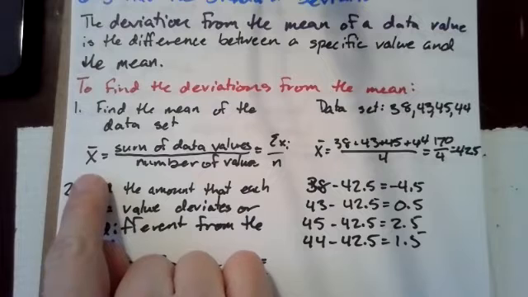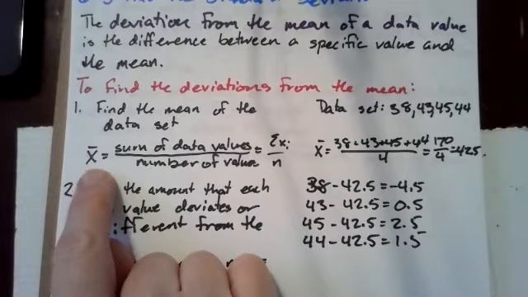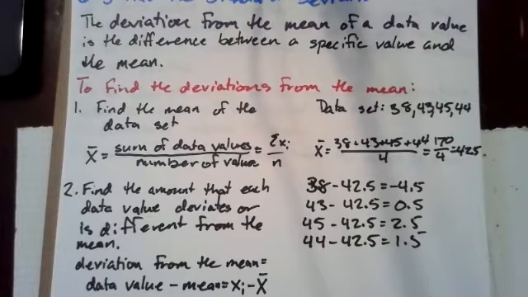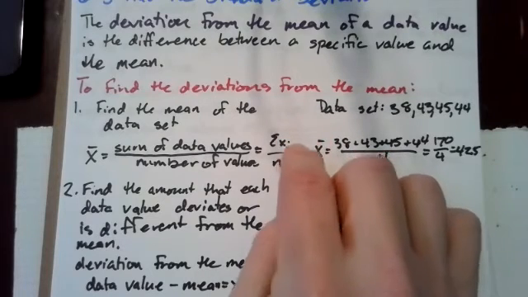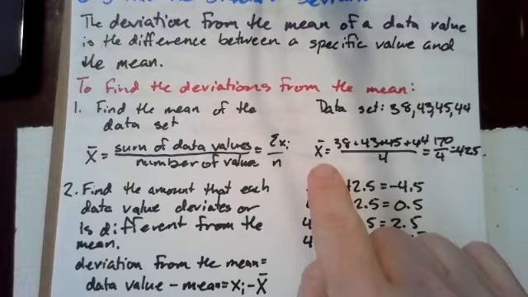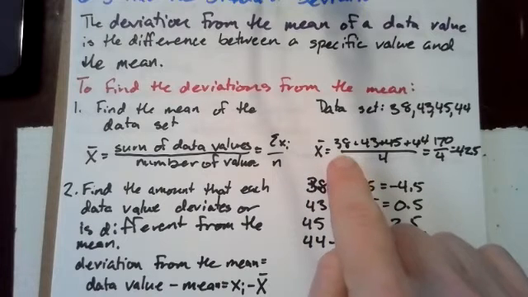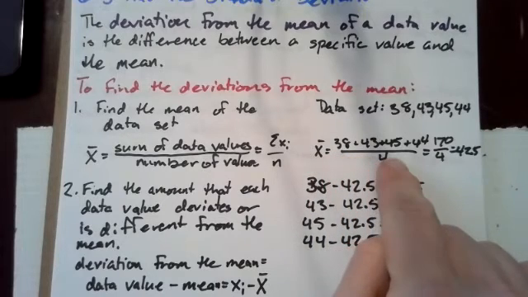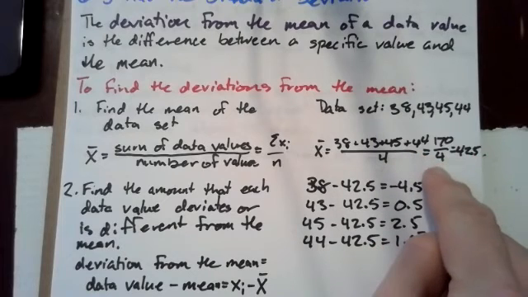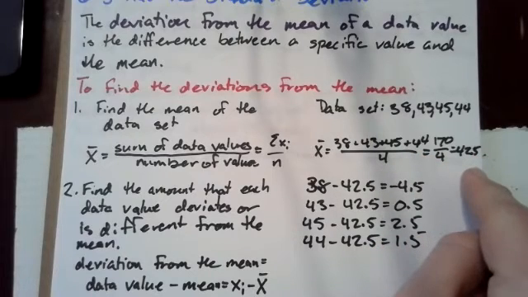The mean of the data set, x bar, is the sum of the data values divided by the number of values, or sigma xi divided by n. So here, x bar is 38 plus 43 plus 45 plus 44, all divided by 4. That's 170 over 4, which is 42.5.